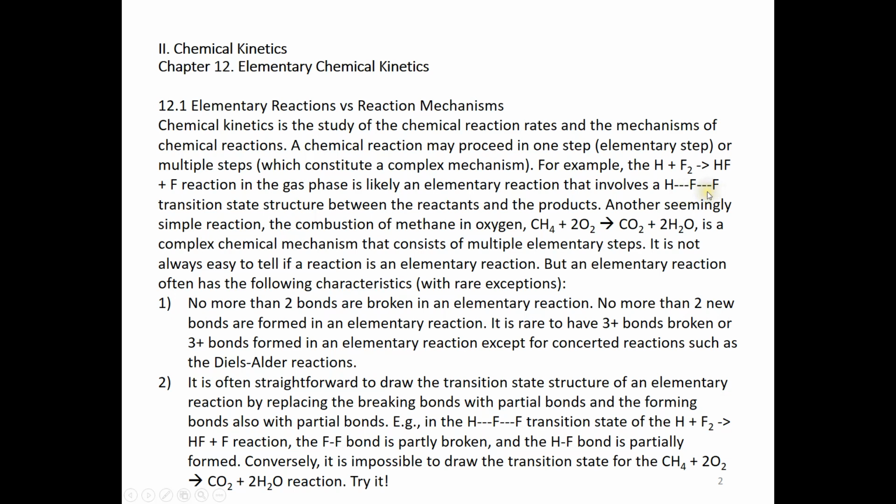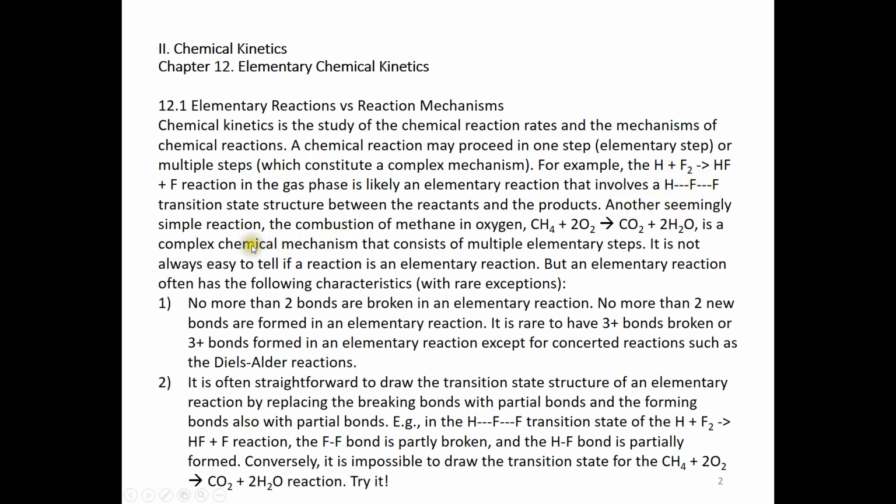This structure resembles something between the reactant and the product. In the product, you have a hydrogen-fluorine bond. In the reactant, you have a fluorine-fluorine bond. And in the transition state structure, you have two partial bonds.